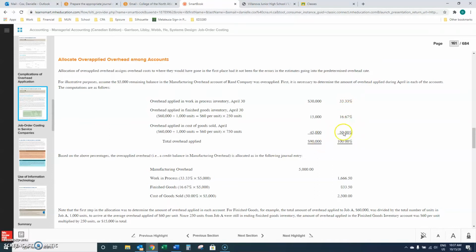So then you use these percentages. It was over applied, I think, by $5,000. So from that $5,000, you take 33.33% and apply it to work in process. You take 16.667% of the $5,000 to finished goods, and you take 50% to cost of goods sold. Because if you had been applying it correctly, if you had had the correct numbers all year, that's where it would have gone. So that's how you get your percentages.